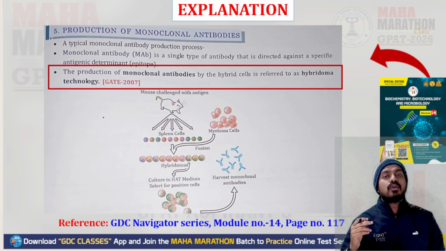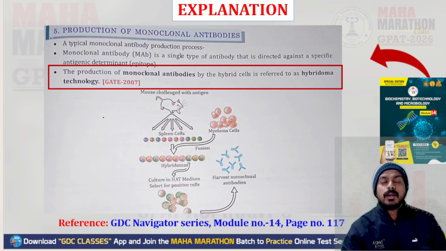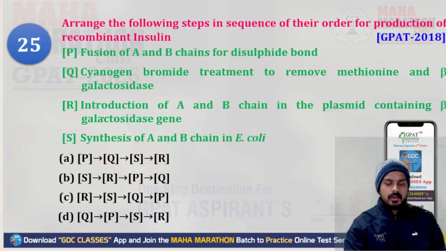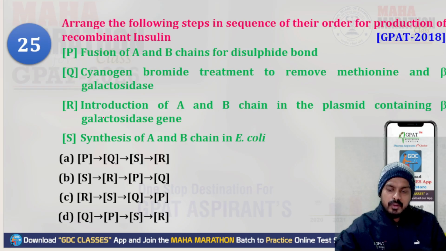Okay. So, monoclonal antibodies are basically produced by using this hybridoma technology. Next question. Arrange the following steps in sequence of the order for producing recombinant insulin.